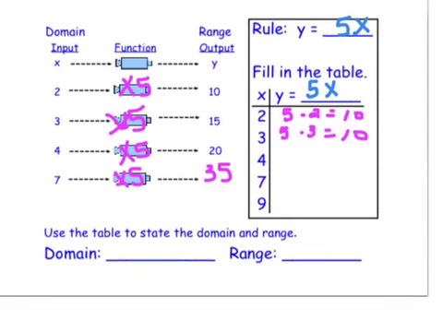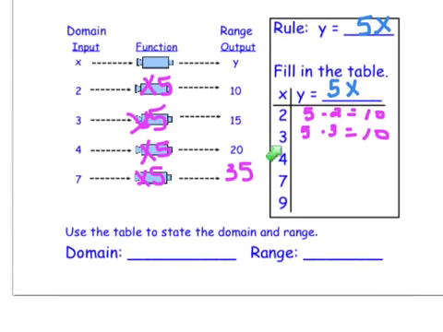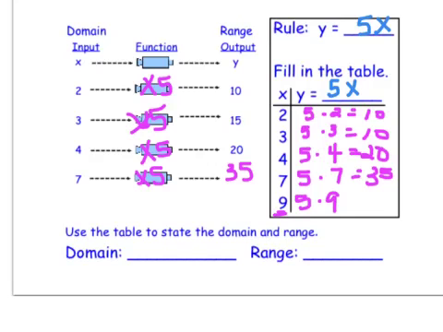So here my x is going to be 4. I'm going to write y equals 5 times 4 equals 20. Okay, we did our 7. 5 times 7 equals 35. And I'm going to stick in this one, 9. 5 times 9 gives me 45.